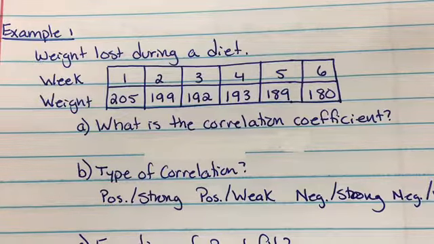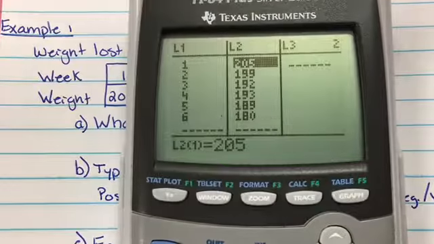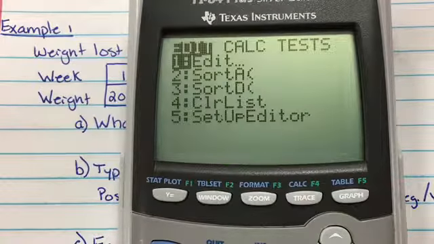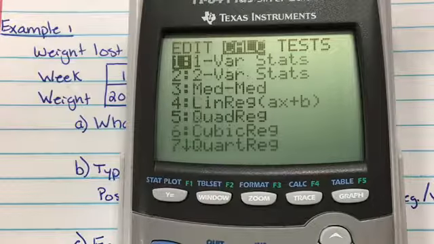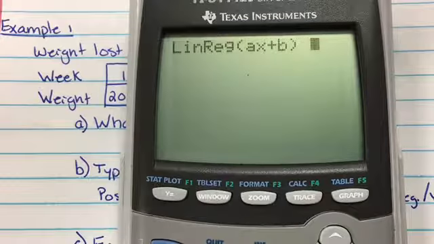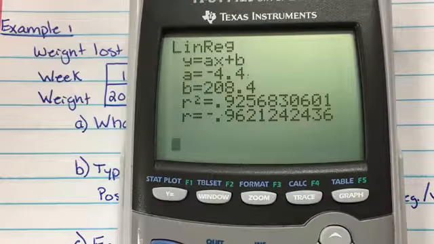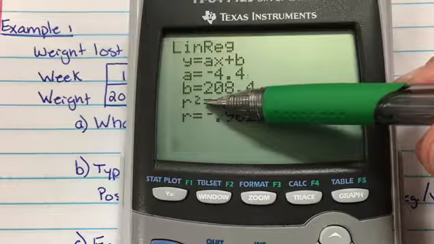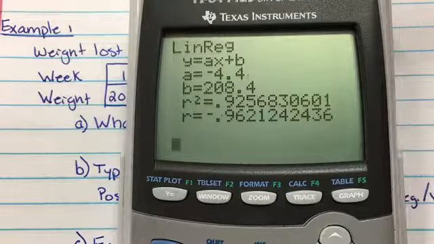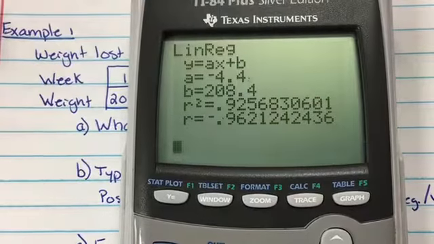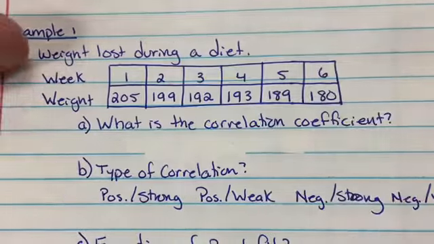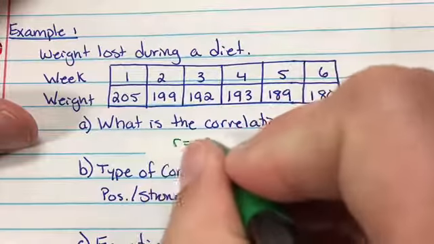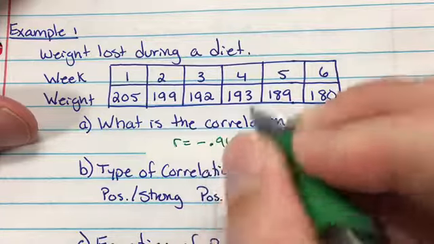So the first question, what is the correlation coefficient? That's the R value. All right, so I'm going to push the stat button again, arrow right to the calc. I'm going to push 4 for linear regression line, and enter. And here's all the information that I need. I'm looking at the R value, not the R squared, the R value. My R value is negative 0.96. R equals negative 0.96.